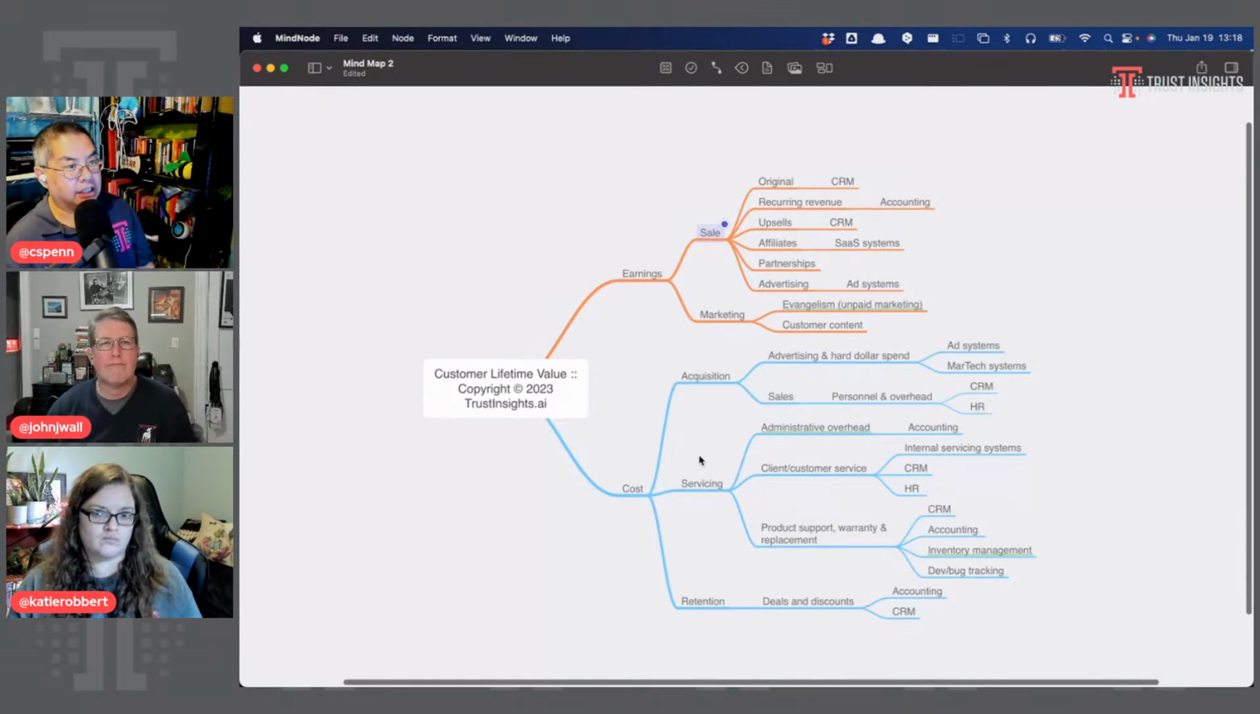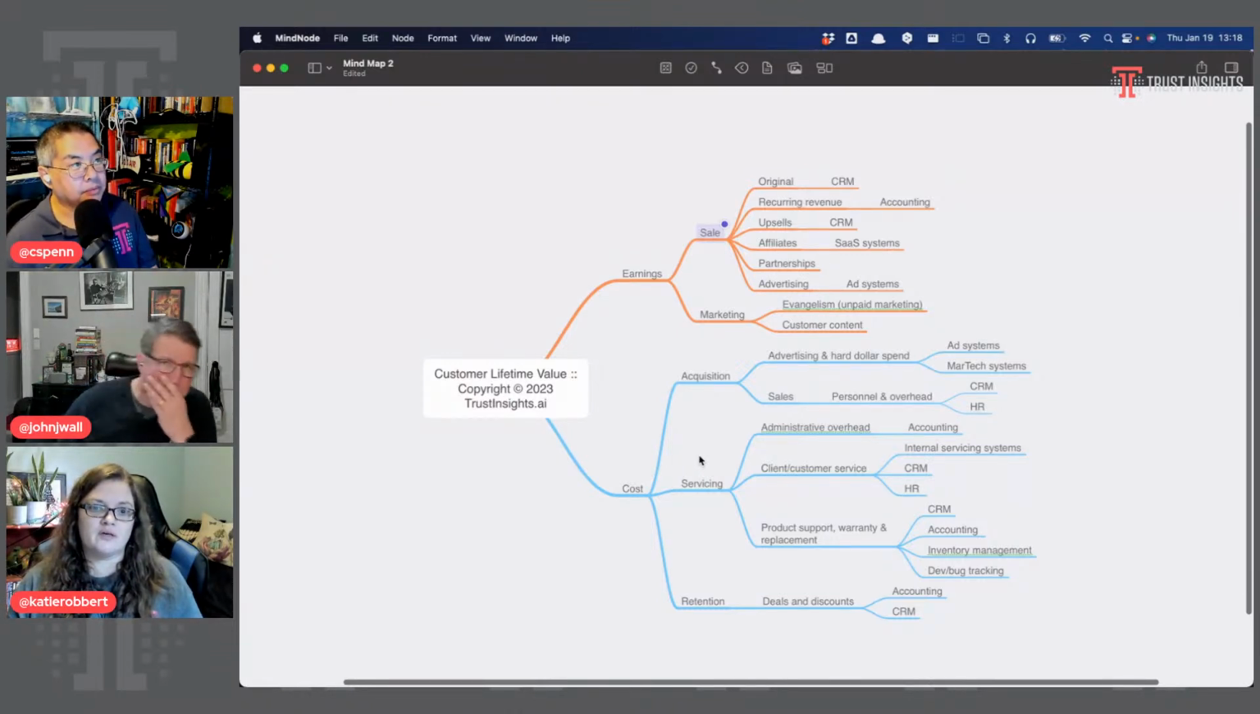Ultimately, the broadest level CLTV number is earnings minus cost. That's the broadest formula. But when you start digging deeper and get more granular, you can break that out. The reason you'd want to is exactly what you and John were getting at the top of the show: what levers can I pull to either improve my earnings or reduce my costs?